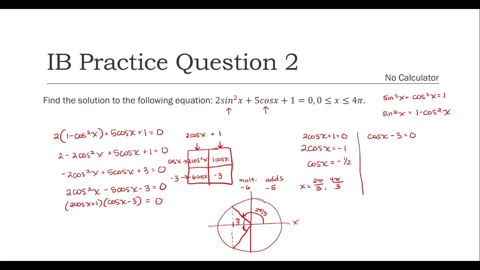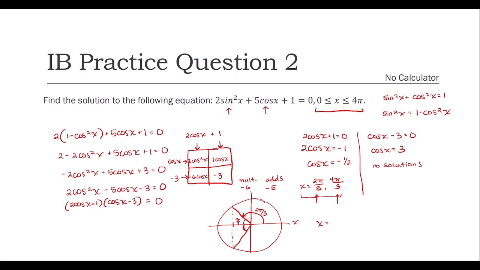For this other one, our cosine of x needs to equal 3, which cannot happen, so there's no solutions from this side. So now we need to look back at our interval. So our interval is from 0 to 4 pi. This would be your solutions from 0 to 2 pi. So now you need to add 2 pi to each of these to get your other solutions for the second time you go around the unit circle.